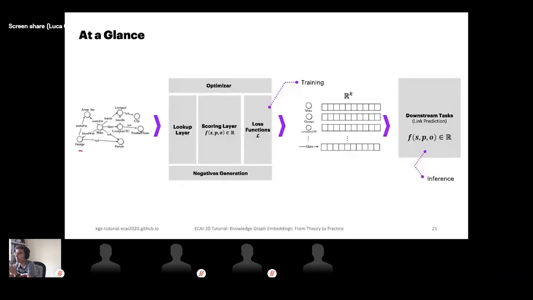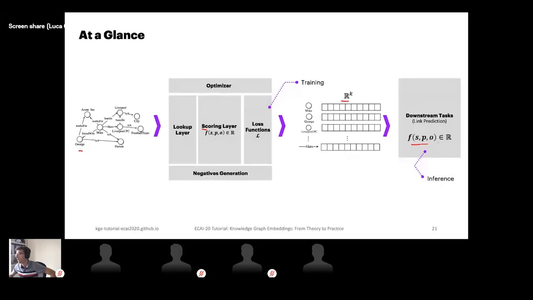We are not really talking about extremely deep neural architectures. Their structure is relatively simple. We have a couple of layers. What is called the lookup layer is very simple. It simply assigns an embedding to each node and edge type of the graph, and it simply looks that up from a set. That's what the lookup layer does. And then we have a scoring layer that interacts with our loss function. This is the core of the KGE model. We'll talk about how negatives are generated, and then everything is optimized to train embeddings, which are then used at inference time by the scoring function, the same scoring function that you have here, to predict new links, for example, which is the downstream task that we will consider in the tutorial now.